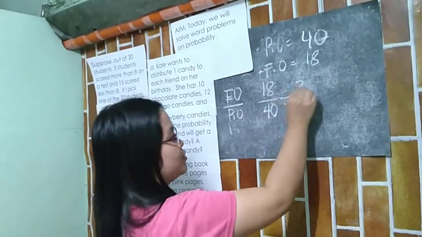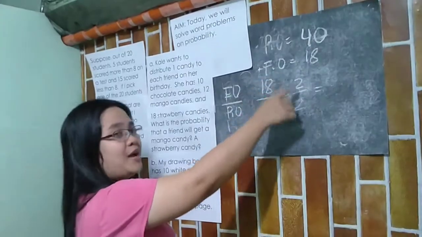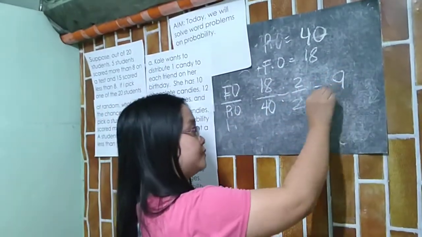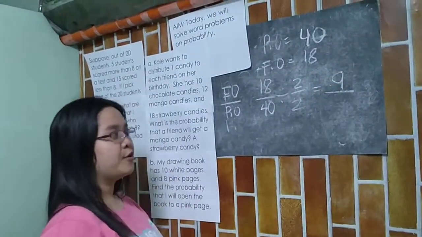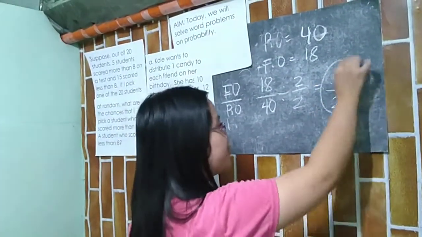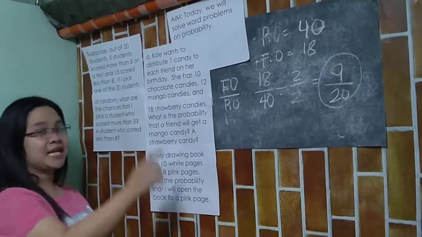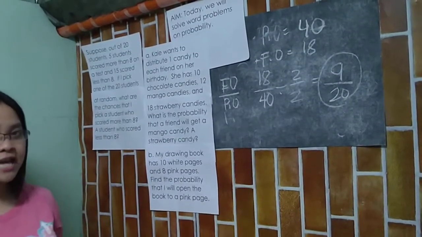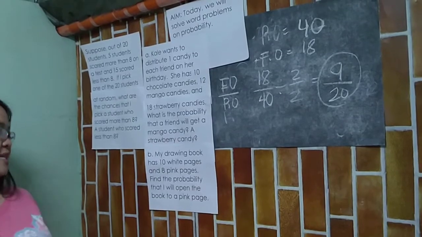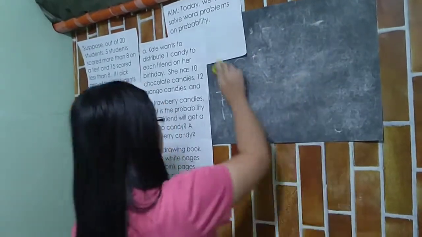So, let's divide both sides by 2 to get its lowest term. 18 divided by 2 is 9. 40 divided by 2 is 20. So therefore, the probability of getting a strawberry candy is 9 over 20. Okay? Now, let's have our last problem.